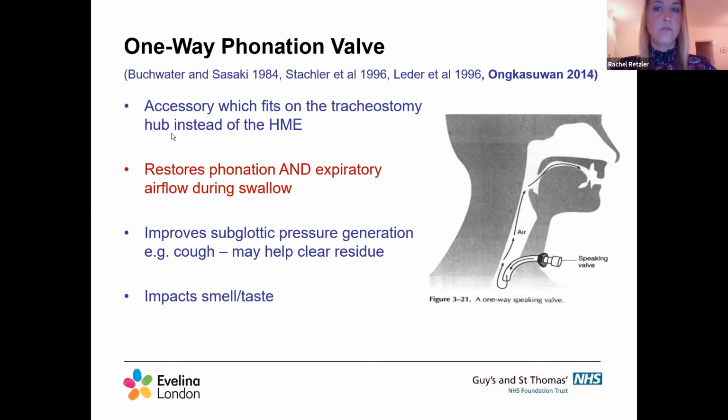One-way phonation valve fits on the 15-millimeter hub of a tracheostomy. That's why they don't come in different sizes. They're all the same make in that way. It's an accessory that fits on the tracheostomy hub instead of the HME or, for example, Swedish nose. This valve will restore phonation and expiratory airflow during the swallow and improve subglottic pressure generation, such as coughing, and might help to clear residue with that airflow out of the upper airway, and can impact on smell and taste.